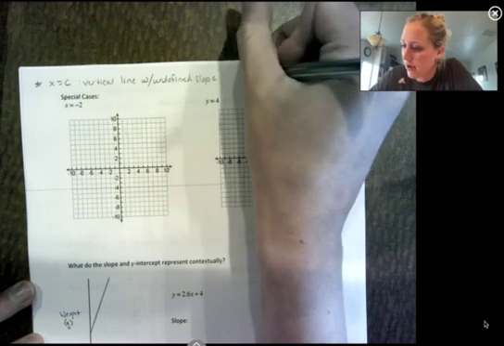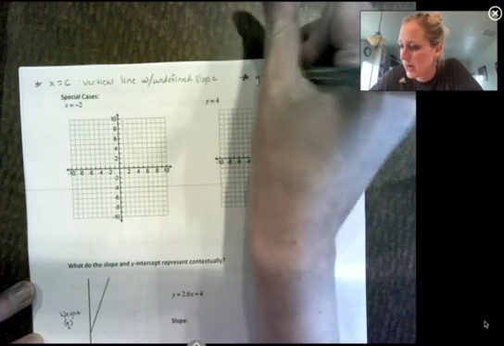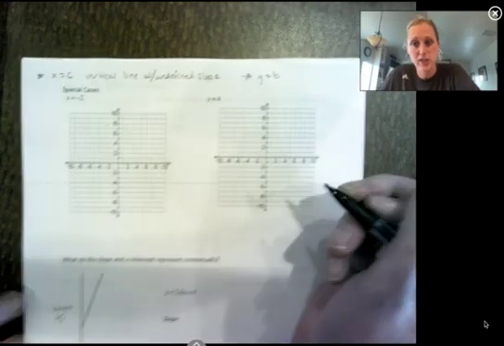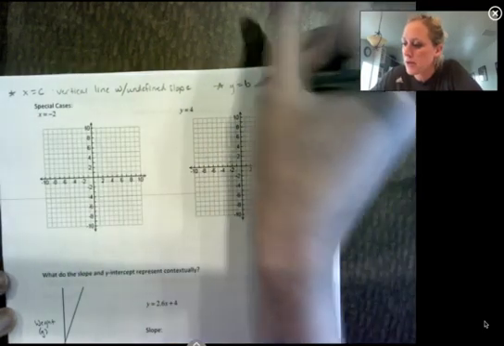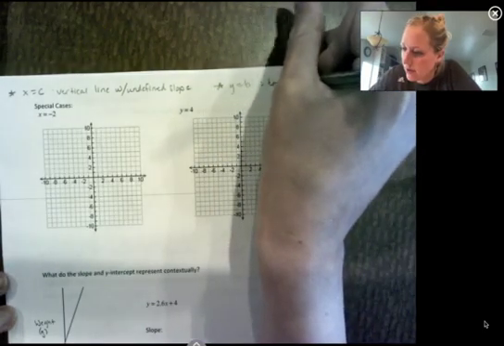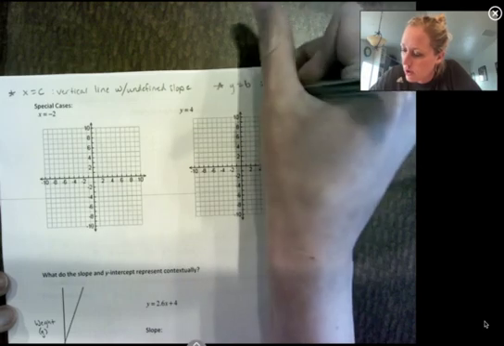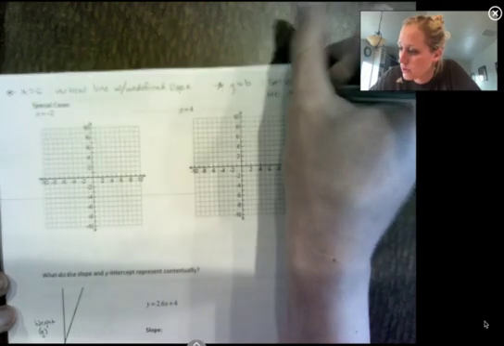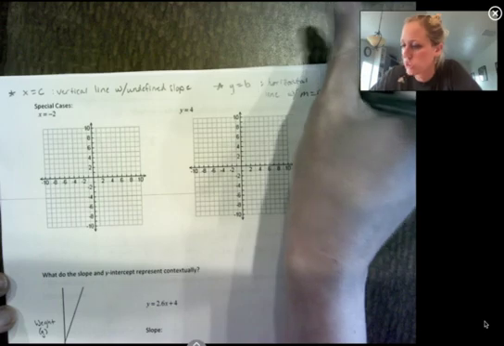We also have y equals a number, and it's actually always the same as our y-intercept, so I'm going to use b. So y equals b is a horizontal line with 0 slope. So I'm going to put m equals 0.